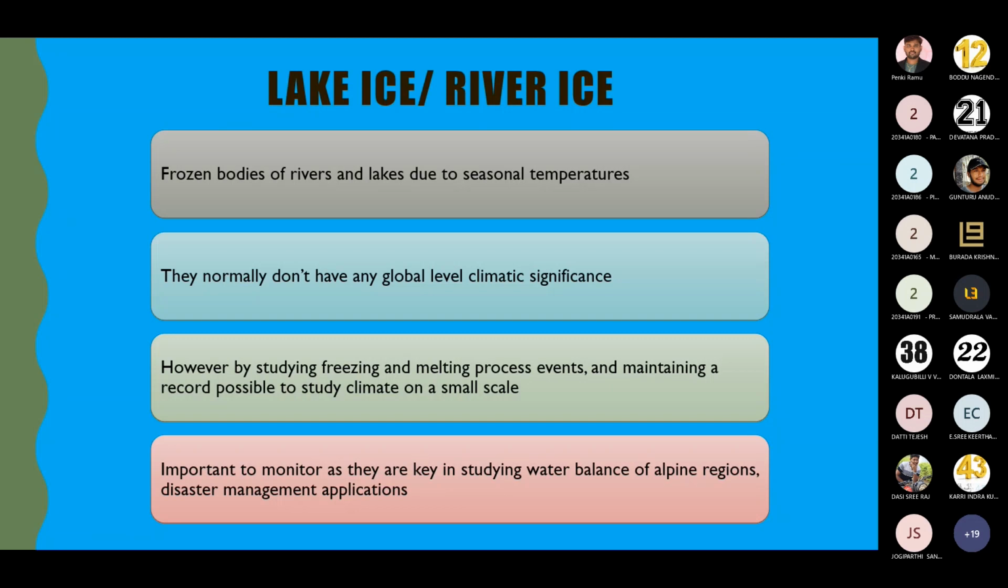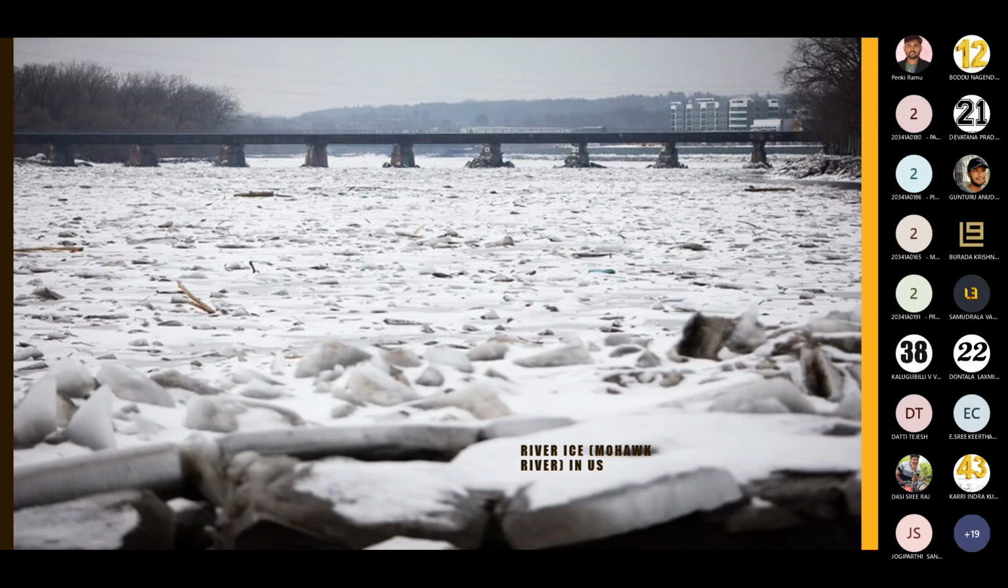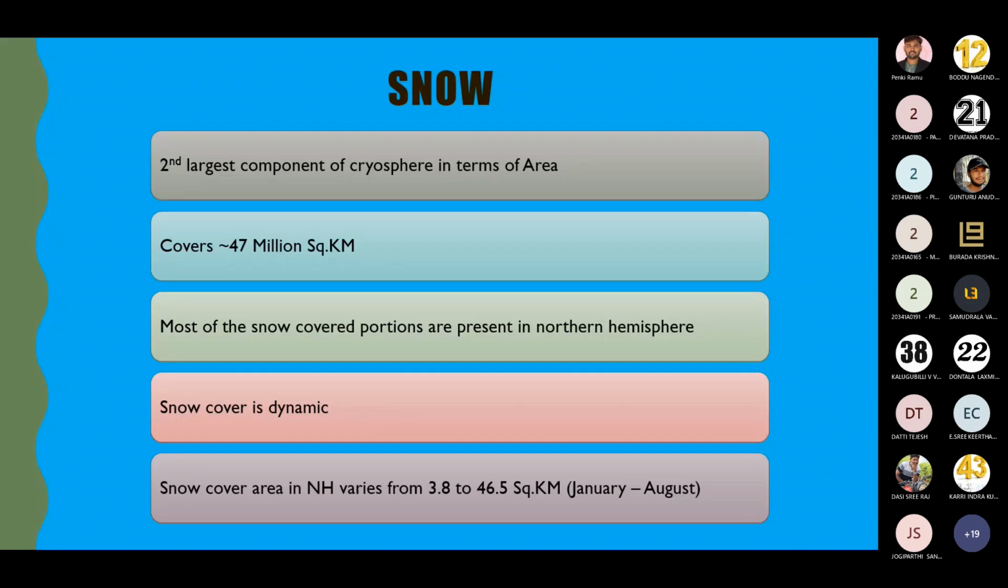So this is a picture of river ice. You can see how the water is very dense and so much ice is floating over the water body. So this is river ice. Finally, snow. It is the second largest component of the cryosphere in terms of area.